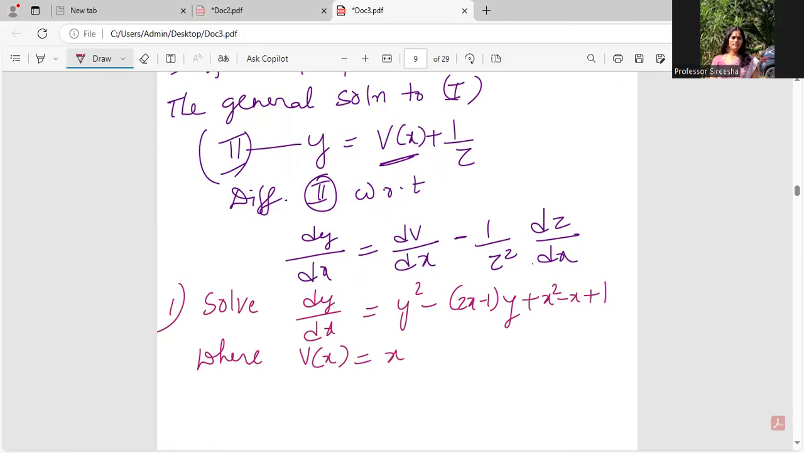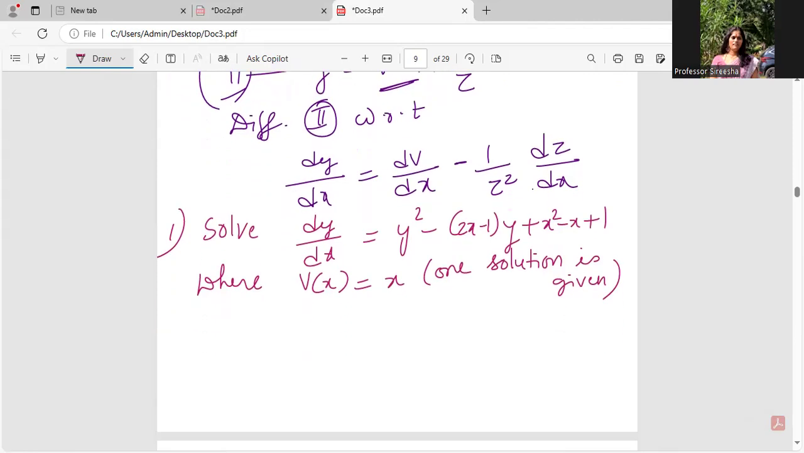Here I will write for your understanding: one solution is known to us, one solution is given in the problem. For an undergraduate student, v of x would be given in the problem. So I'll proceed with the solution to this problem.